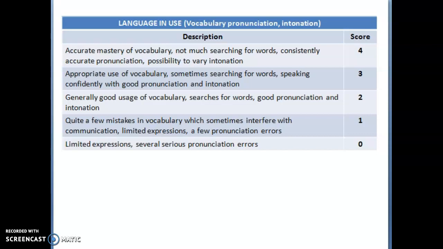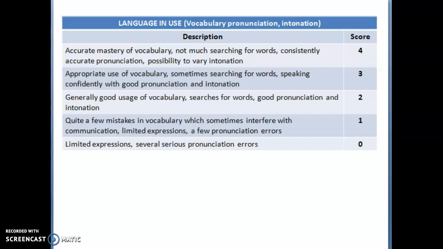Generally good usage of vocabulary, searches for words, good pronunciation and intonation, score 2. Quite a few mistakes in vocabulary which sometimes interfere with communication, limited expressions, a few pronunciation errors, score 1. Limited expression, several serious pronunciation errors, score 0.